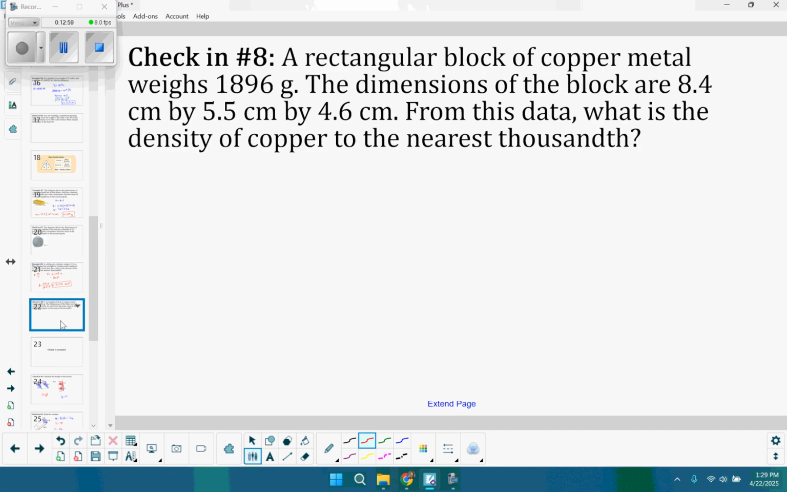This is the last one for you to try. The answer is posted on Google Classroom. And that's the end of volume of prisms and cylinders.